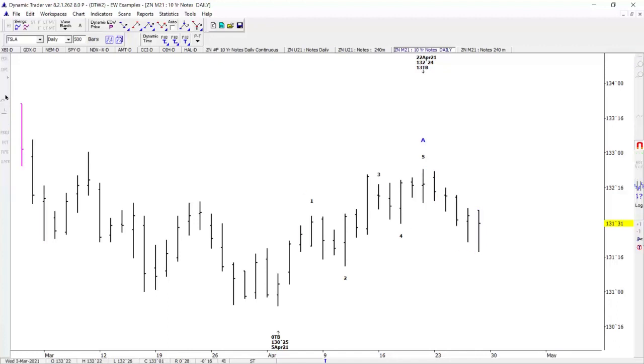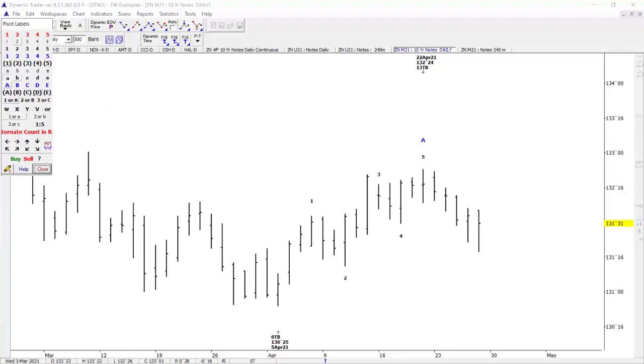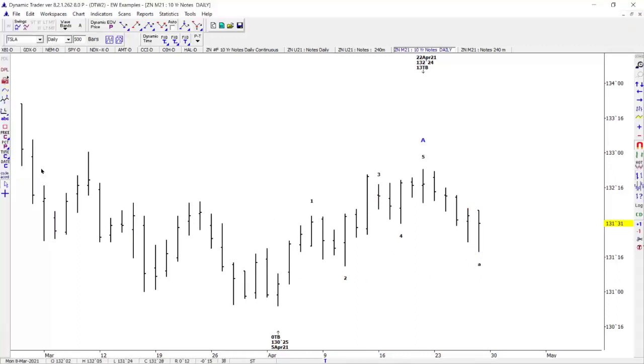a wave A. So we're going to keep things really simple here. It may not be complete yet, but it should not be a completed wave B. It should be a wave A. Then we should have at least 2 more sections of a wave B, which should be corrective in nature, and then a wave C, which should be impulsive in nature.